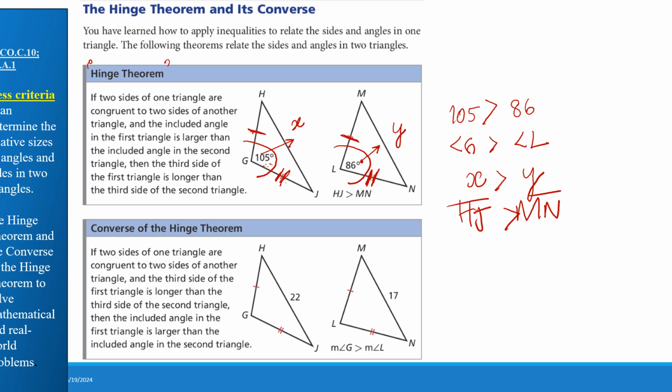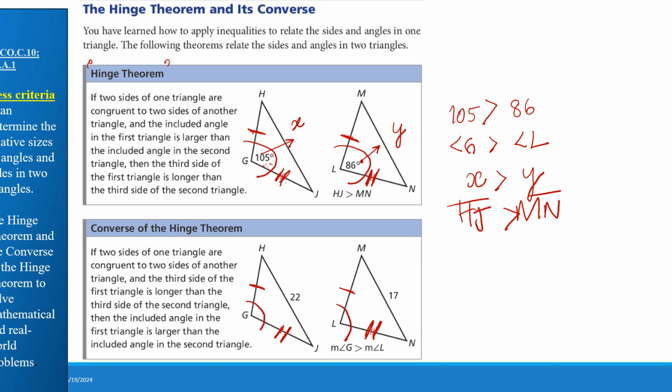So this is how we can compare the two triangles. Now, similarly, the converse of the Hinge theorem states that if two sides of one triangle are congruent to the other two sides, so this side is congruent to this side, and GJ is congruent to LM, and the third side of the first triangle is longer than the third side of the second triangle, then the included angle will be bigger than the other triangle's.